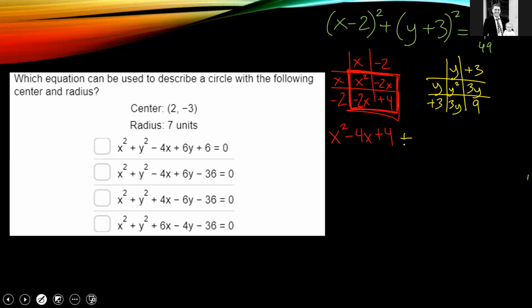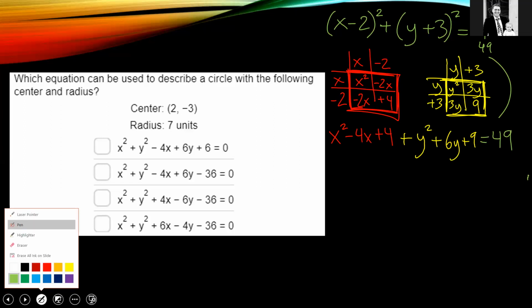Okay, so that's going to be y squared, because again, we're just going to be writing down everything that we just multiplied to create. So y squared plus 3y plus 3y is 6y plus 9. And then we'll just carry down 49. Sorry, not 49 degrees, 49.